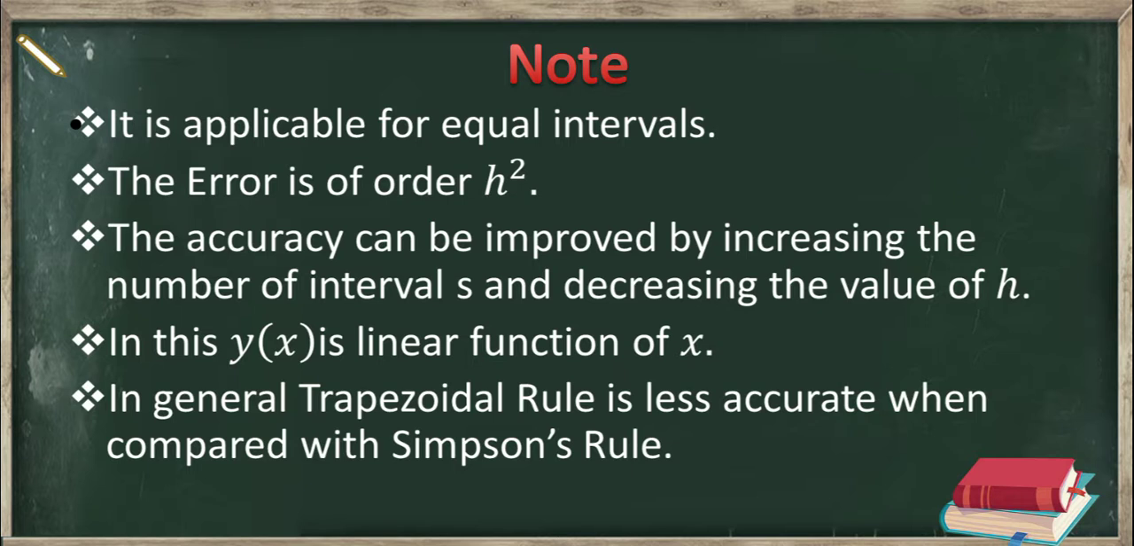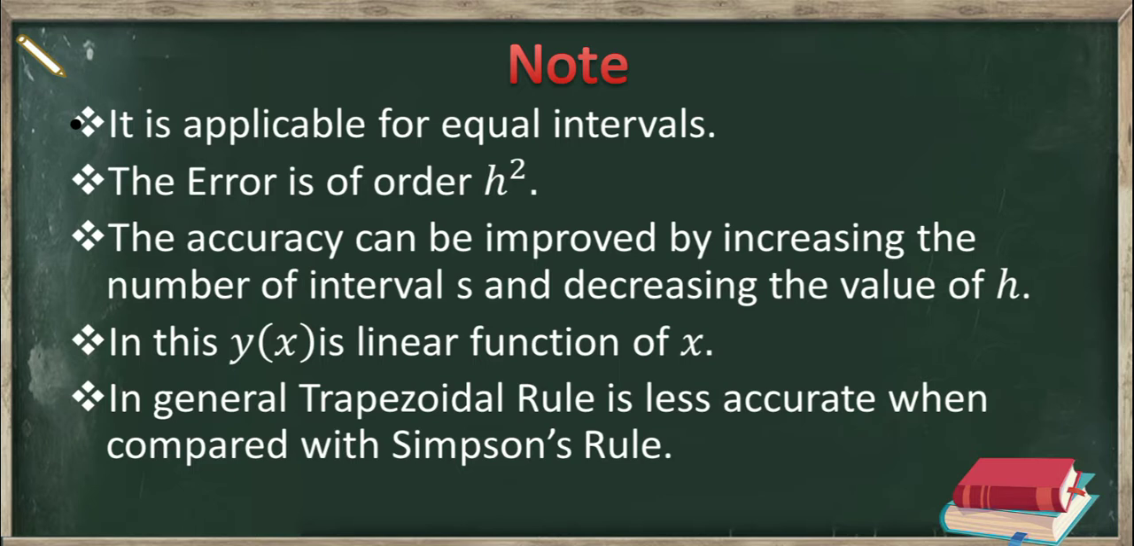It is applicable for equal intervals, that means h is constant. The error of the trapezoidal rule is of order h square. The accuracy can be improved by increasing the number of intervals and decreasing the value of h. In this, y of x is a linear function of x.